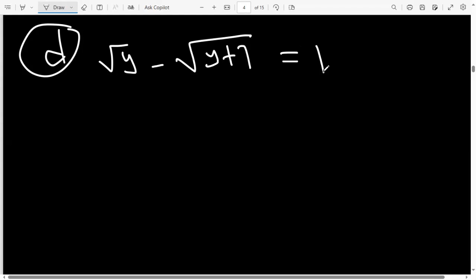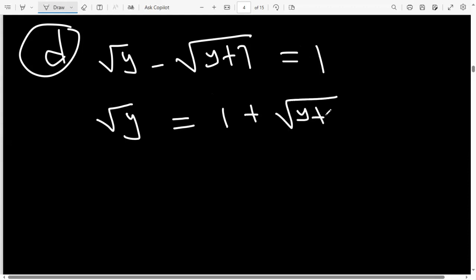Okay, so we are going to solve this one by making sure that one side only has one radical, or it only has one term that has the square root. Okay, so what does that mean? It means we are going to have the square root of y is equal to, and then this one here, we're going to take it to the other side. So this one will be 1 plus the root of y plus 7.